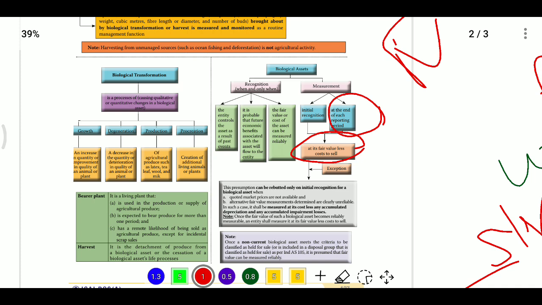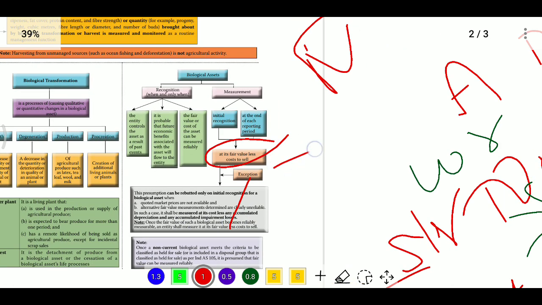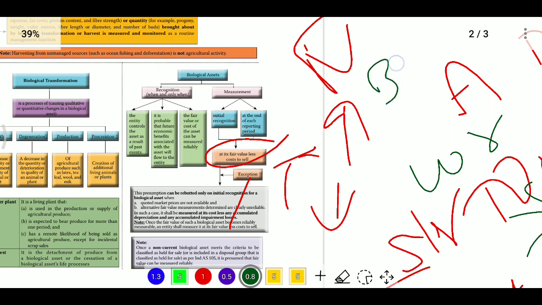Here we are calculating fair value less cost to sell. If there is an increase or a decrease, an increase means the biological asset is increasing, so there is a gain. If it is decreasing, we get a loss, with the loss account debited and the biological asset credited.